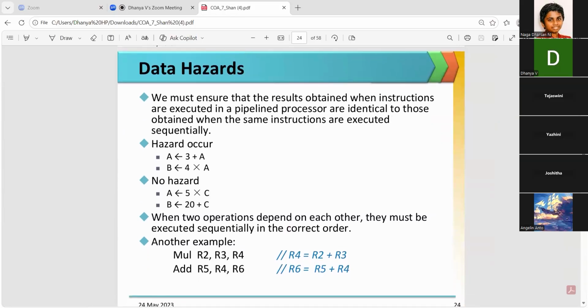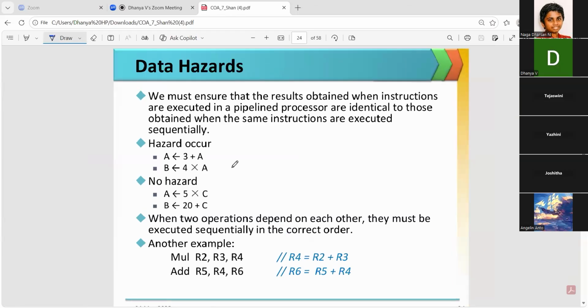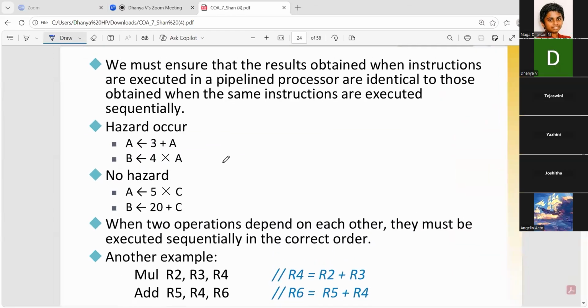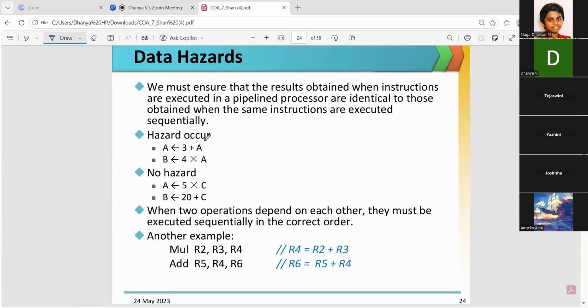Now we'll move on to data hazards. What exactly is a data hazard? I told you data hazards means you don't have the data that you need for your program execution. So let's just consider this: A is equal to 3 plus A. This will essentially be in your decoding stage.